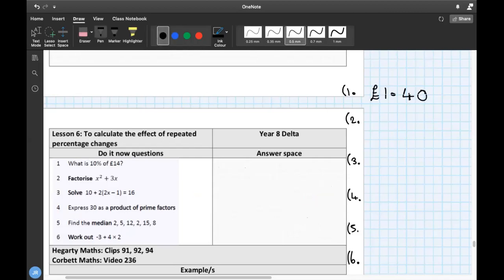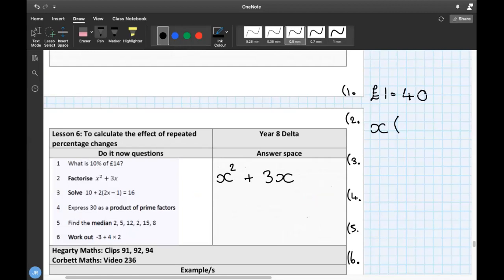Next, we've been asked to factorise this expression, x squared plus 3x. Factorise means take out the highest common factor from all parts of the expression. Now, what have I got in all parts of the expression here? I've got an x, so I'm going to take x outside my bracket. That is the highest common factor of all parts of the expression.